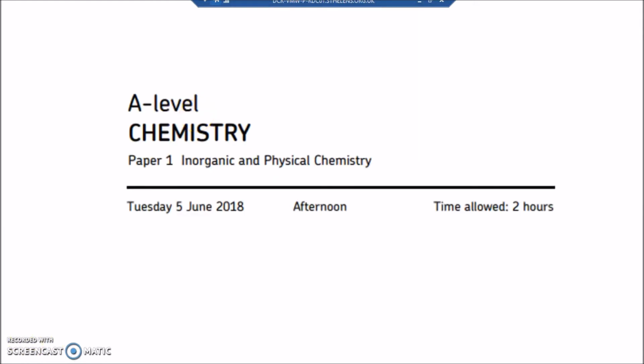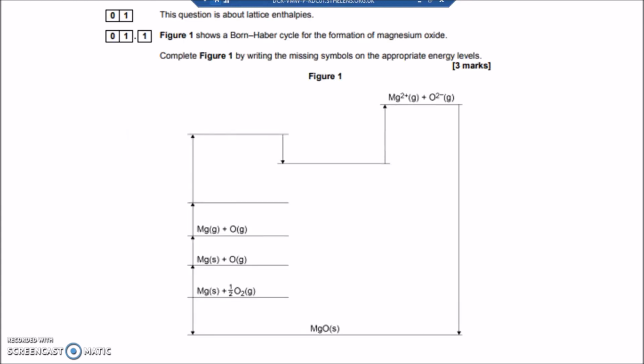A-Level Paper 1, June 2018. Complete the Born-Haber cycle. So what have I got? I've got magnesium solid, staying as magnesium solid, half a mole of O2 gas going to O, so breaking the bonds, so enthalpy of bond dissociation or enthalpy of atomization. Magnesium solid going to magnesium gas, so enthalpy of atomization. Then what's going to happen next?